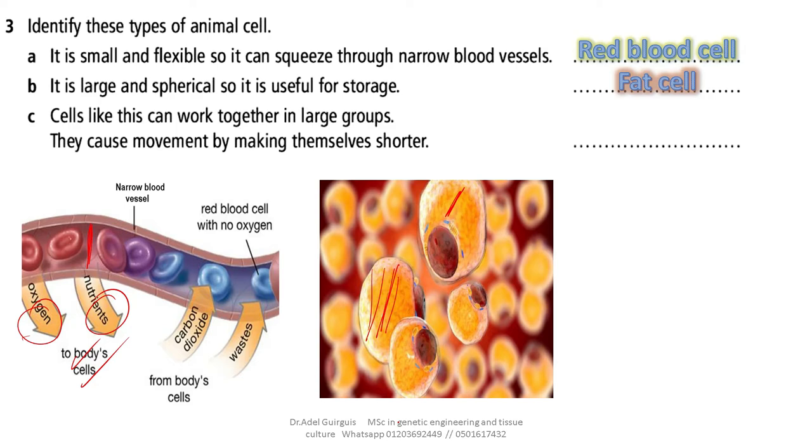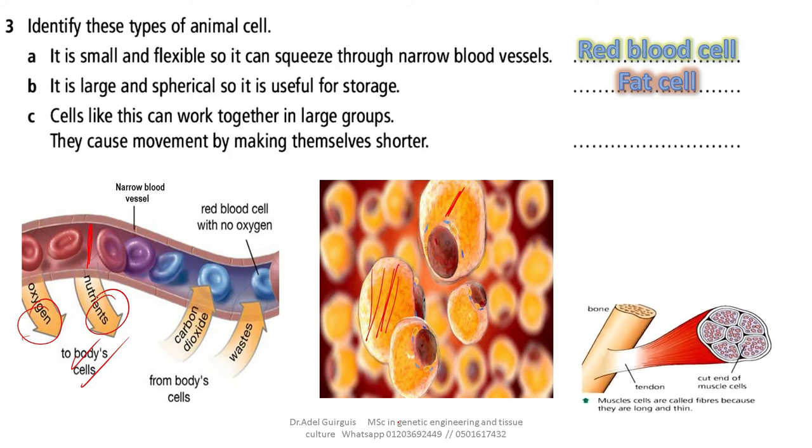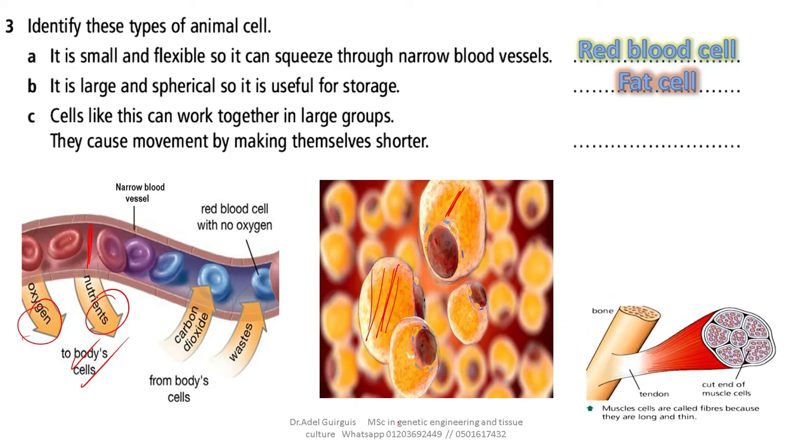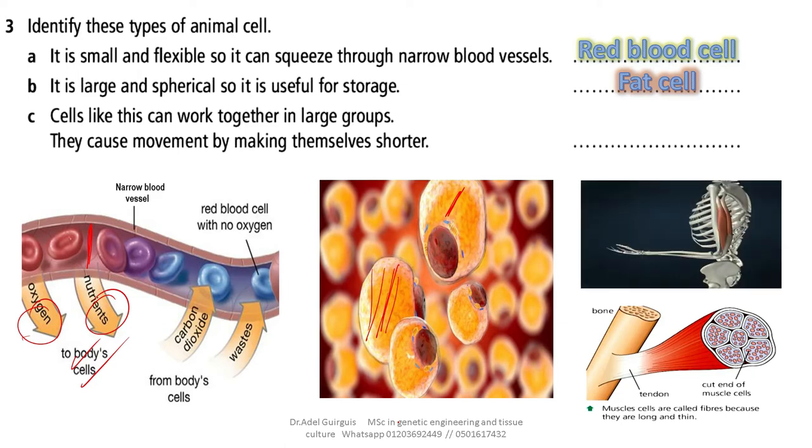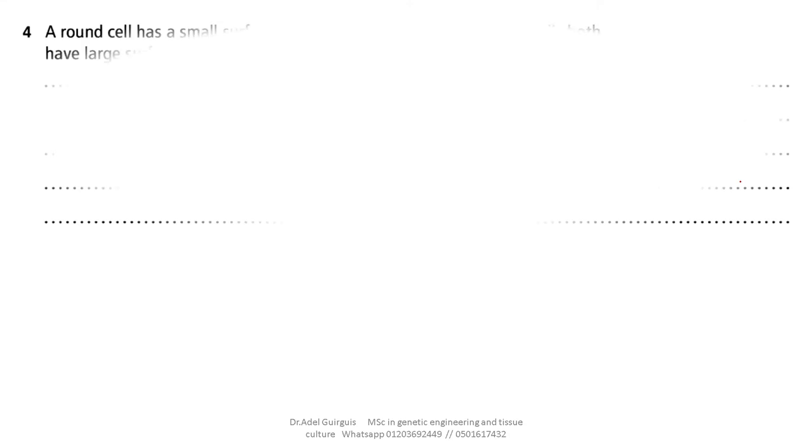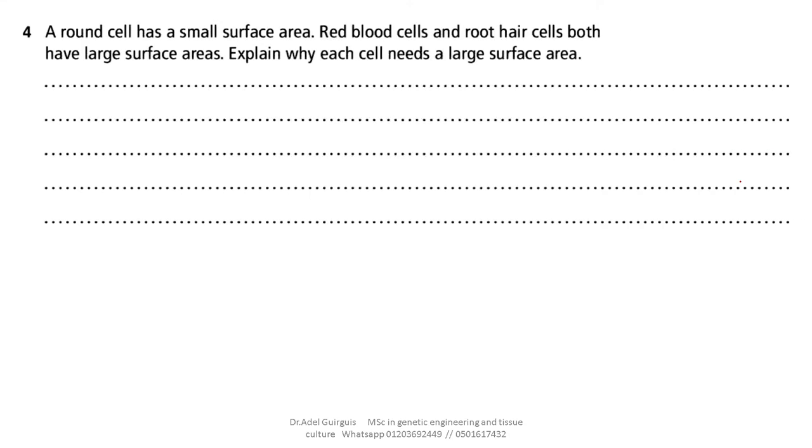Letter C, cells like this can work together, not work individually, work together in large groups of fibers. They cause movement by making themselves shorter. They contract to become shorter and pull bones towards your shoulder, like this biceps, for example. During contraction, it bulges, becomes shorter and pulls the bones of the lower arm towards your shoulder. So the answer now, muscle cells. Number four, a round cell has a small surface area.